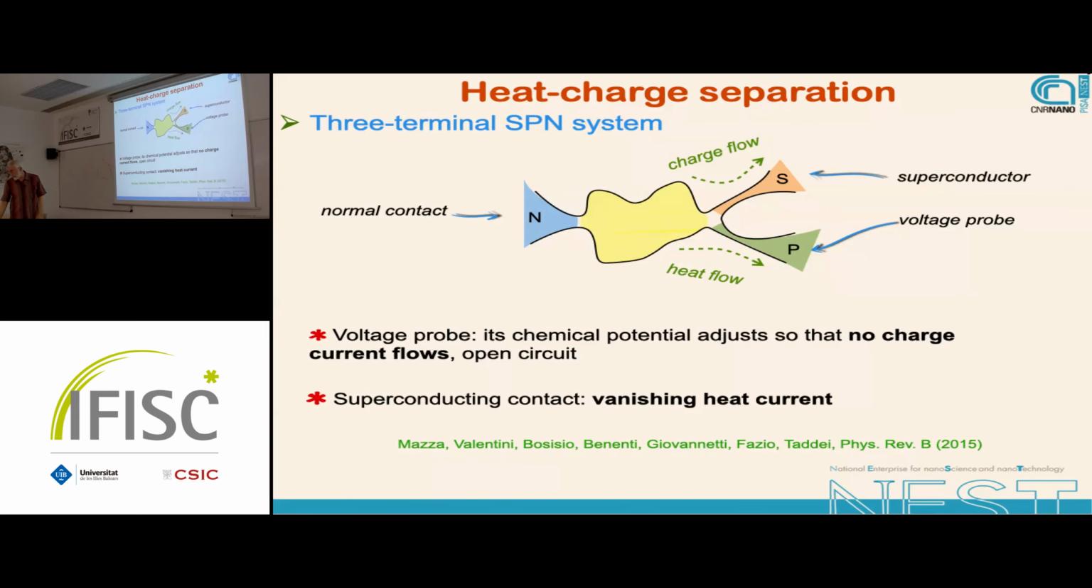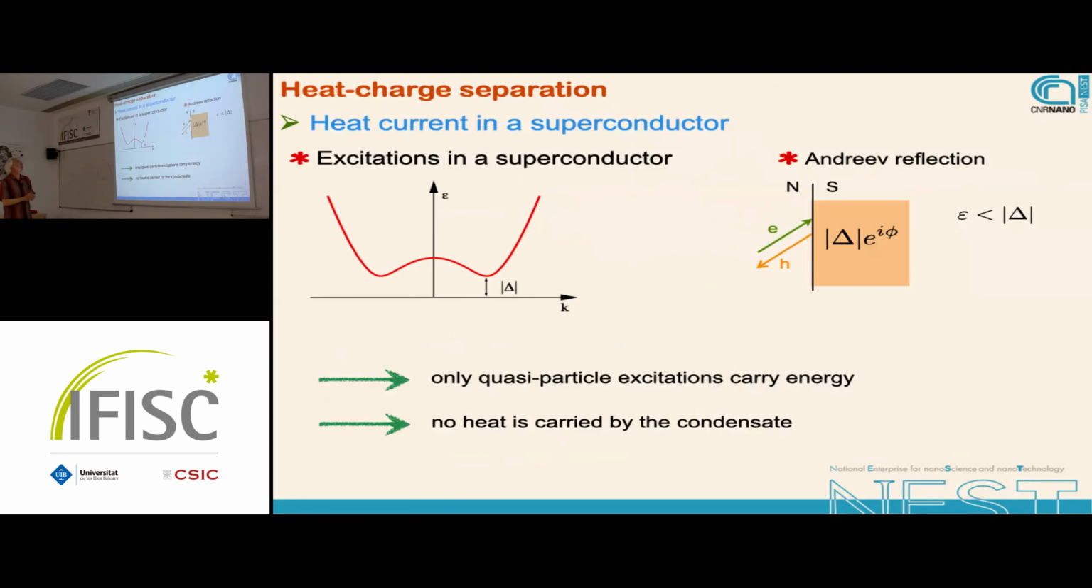So now let me go back a second to the superconductor. Why is there no heat current in the superconductor? The starting point is the spectrum of excitation in a superconductor, energy versus wave vector, momentum. The spectrum is something like that, which presents a gap. So there are no excitations for energy below this delta, which is the order parameter of BCS superconductivity. And there is a gap.